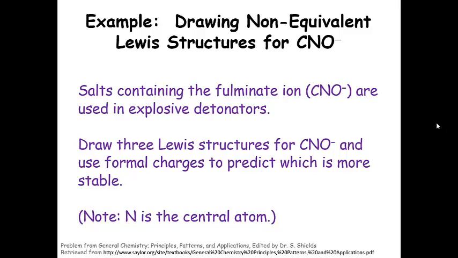Okay, so let's do an example: drawing non-equivalent Lewis structures for this molecule. We call this the fulminate ion. It has an overall charge of -1, and it's used in explosive detonators. What we want to do is draw three Lewis structures for this ion, and we're going to use formal charges to predict which is more stable, i.e. which is the most preferred structure. Just a note that the nitrogen is the central atom in this molecule.